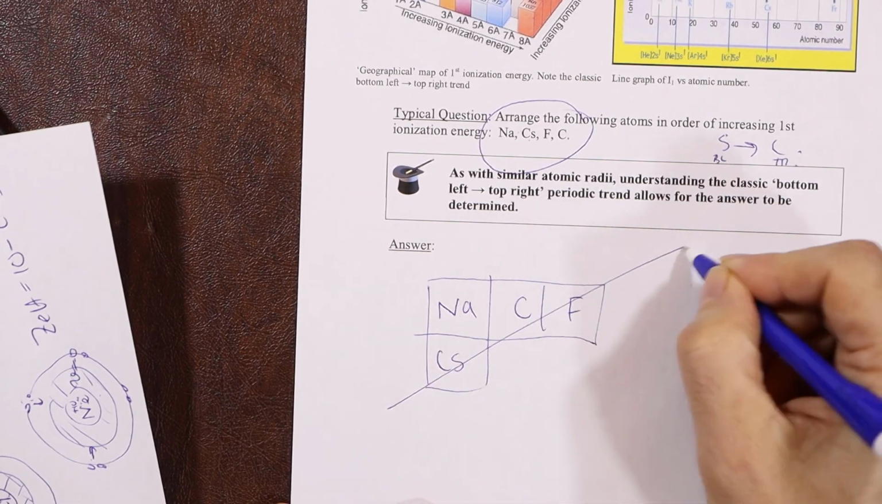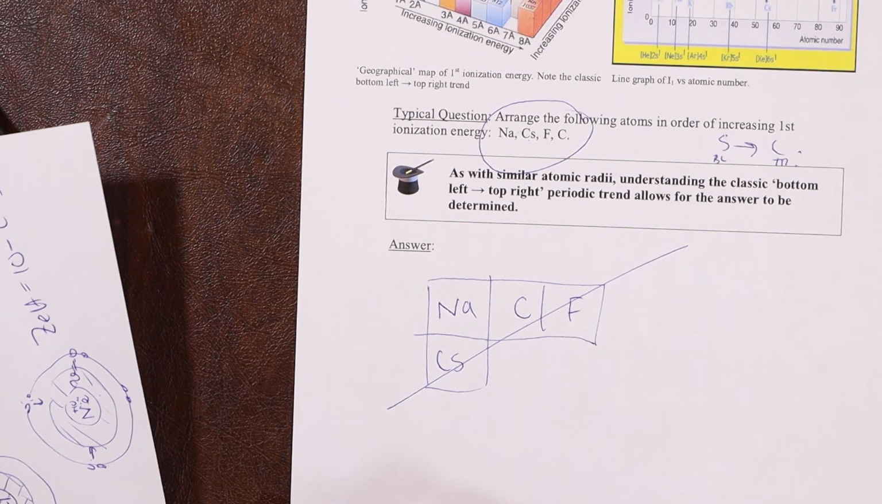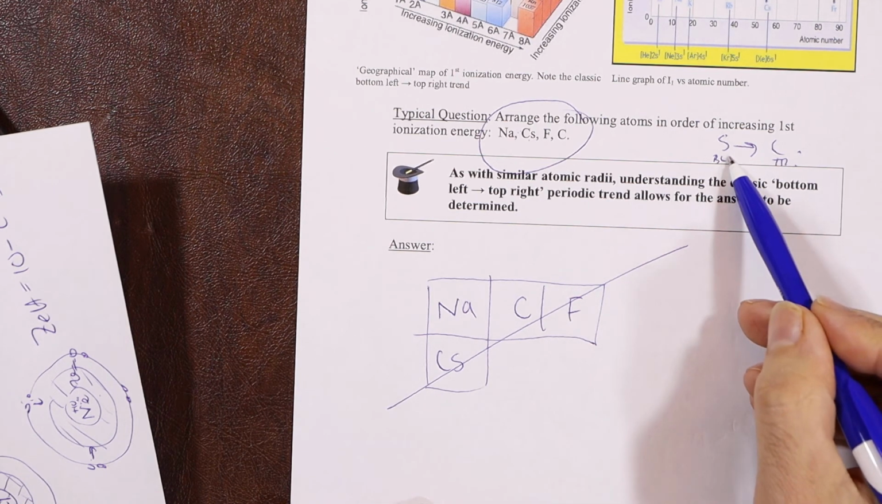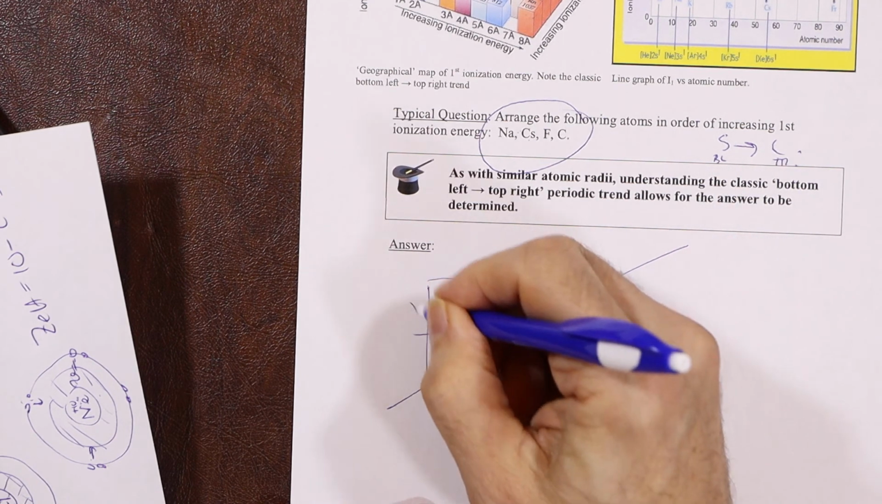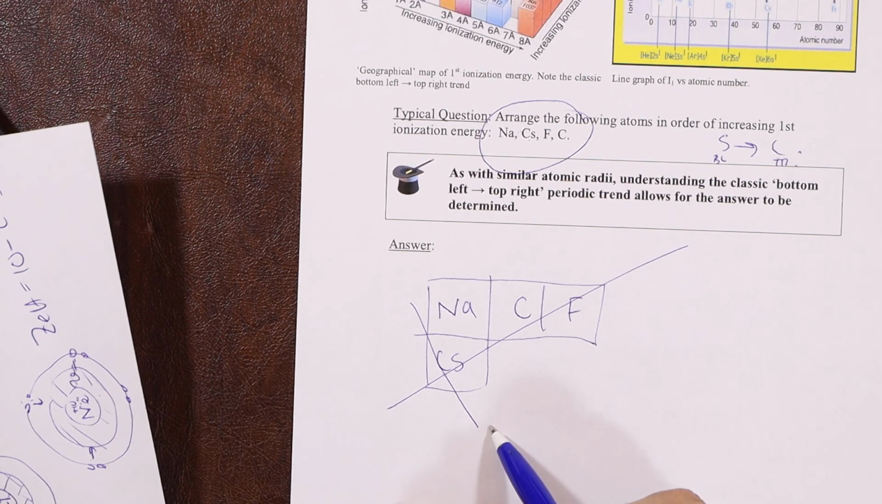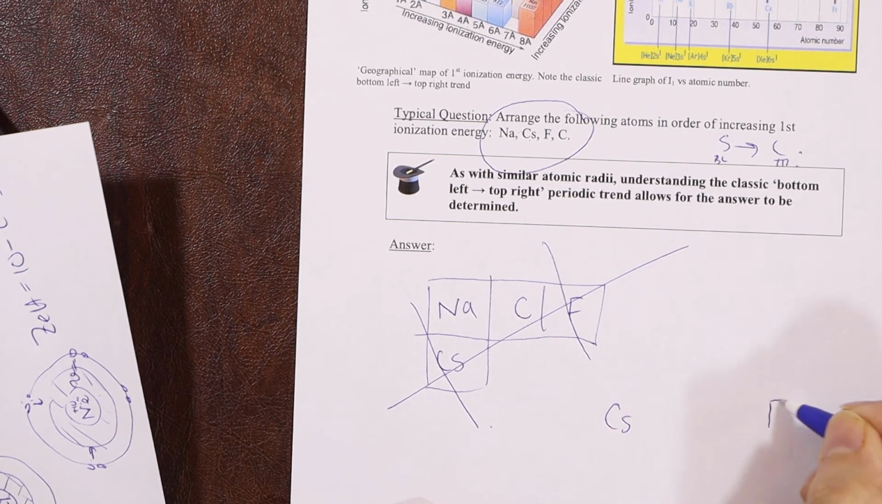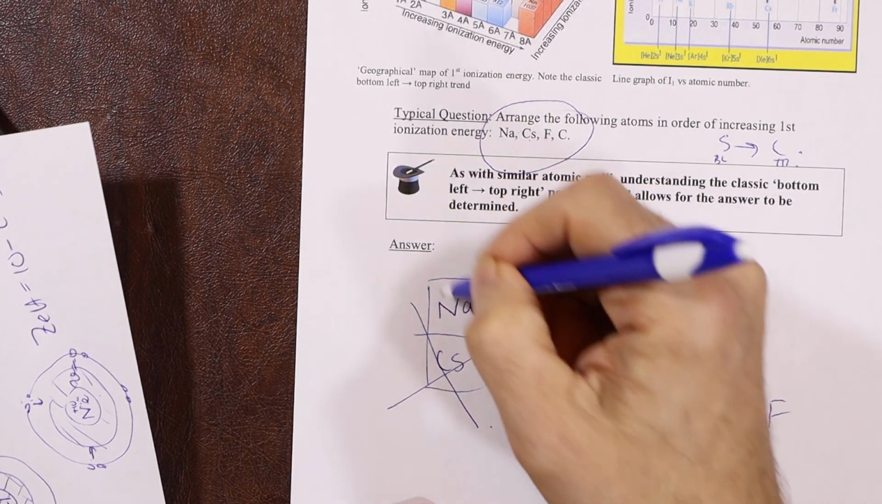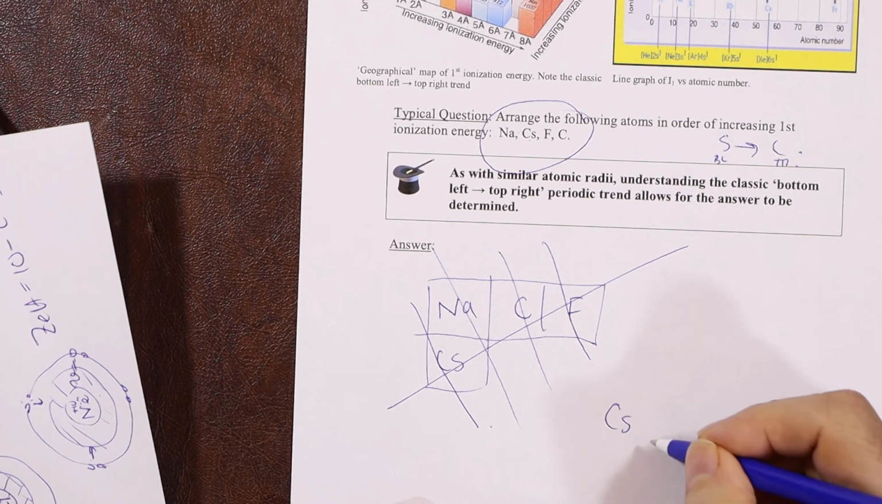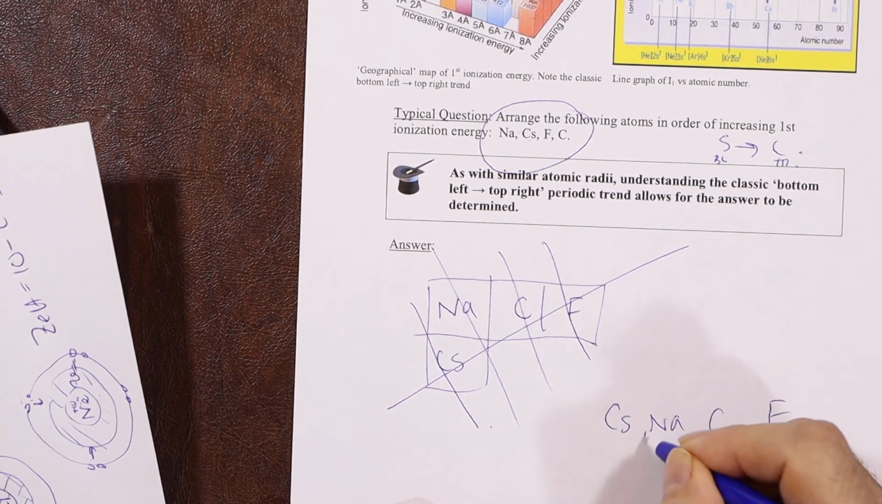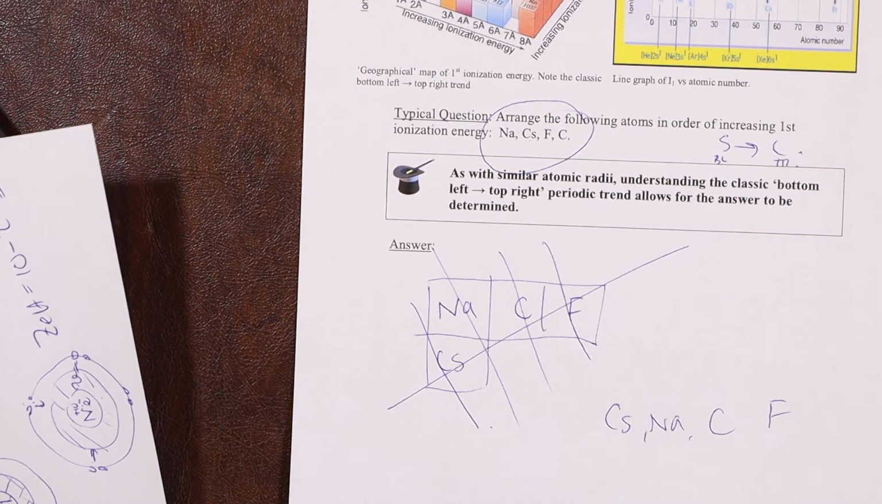Draw that diagonal line. So I want the smallest first ionization energy. That's going to be bottom left. Cesium makes ions really easily, doesn't it? So cesium is the lowest. Who's top right? Well, fluorine, that's the highest. Then carbon and sodium, in terms of where they fall on that diagonal. There you go, that's my list.